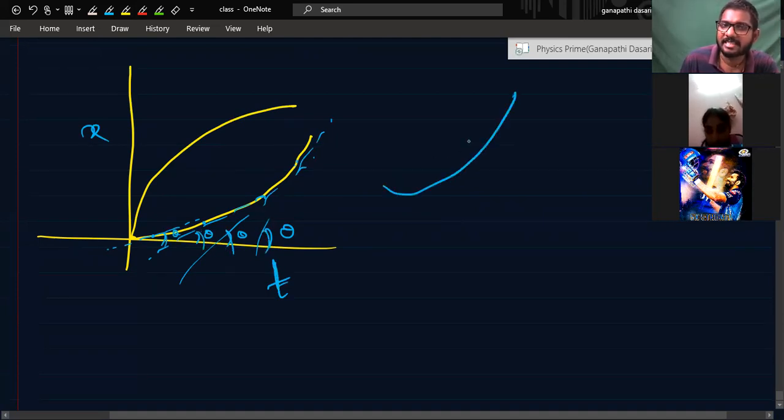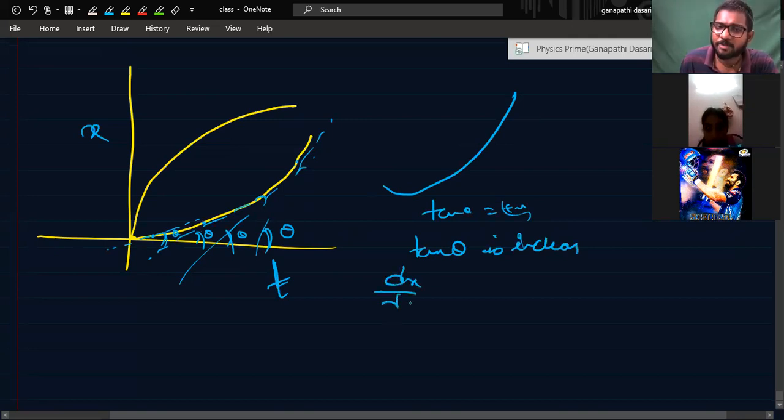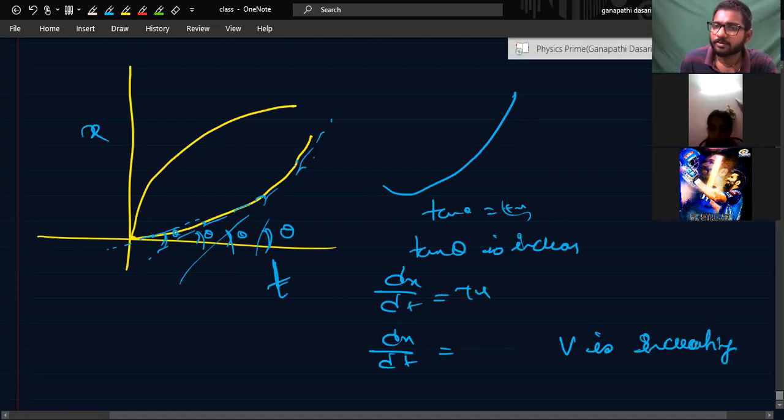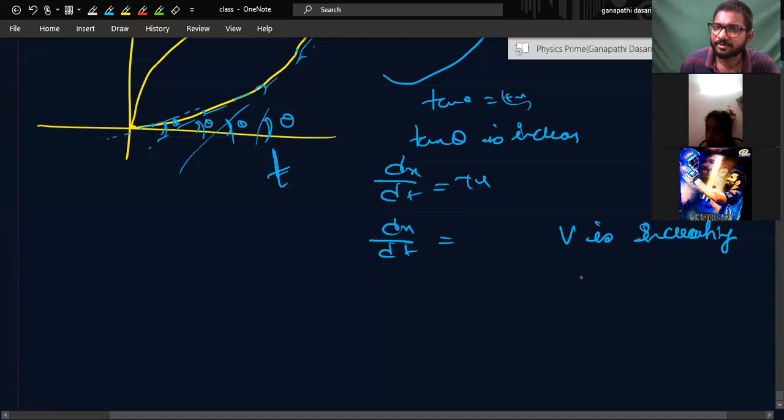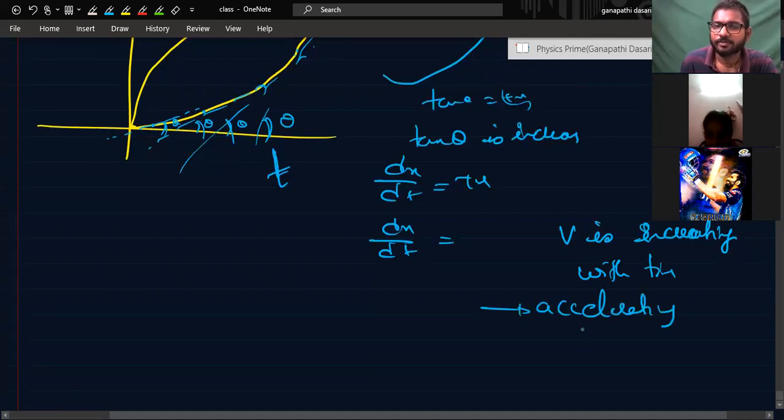Yes, sir. The graph is like this. Increasing. Theta is increasing with time. That means what? Tan theta is positive. That means first thing, and tan theta is increasing with time. That means dx by dt is first thing positive, and dx by dt is increasing with time. That means velocity is increasing with time. Yes, sir. Dx by dt is nothing but what? Velocity. Velocity is increasing with time means what? Particle is accelerating. That means here accelerating. This is accelerating motion.